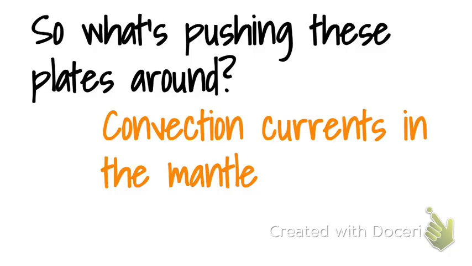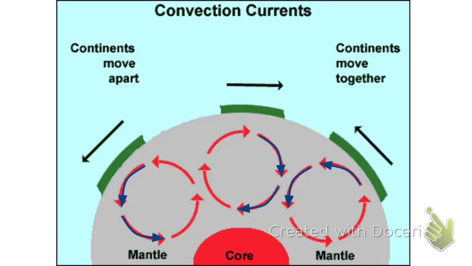Okay, so what's pushing the plates around? It's convection currents in the mantle. You've got the hot stuff down here near the core, and that hot magma is going to rise. Once it gets to the surface, it starts to cool down. As it gets here, it becomes more dense, and it starts to sink. And so this movement here is pushing that plate in that direction. So it's the direction of the convection flow.